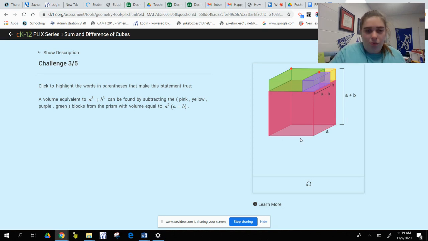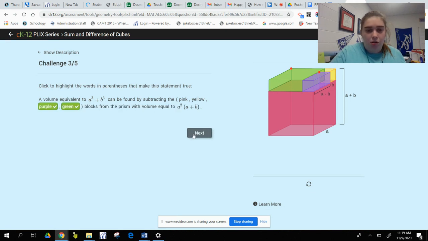So I want you to think about what all that includes. Is that all 4 of the blocks? Is it just the yellow and the pink? Okay, so think about that for a second. It's asking us, what can we subtract from whatever you thought that prism was to get a cubed plus b cubed? And that is going to be the purple and the green blocks.